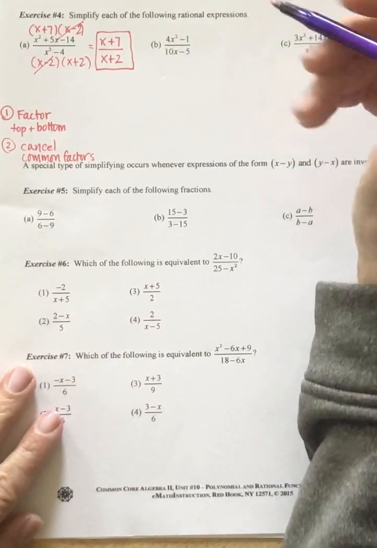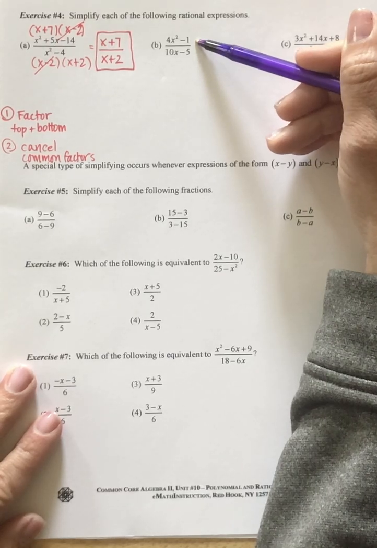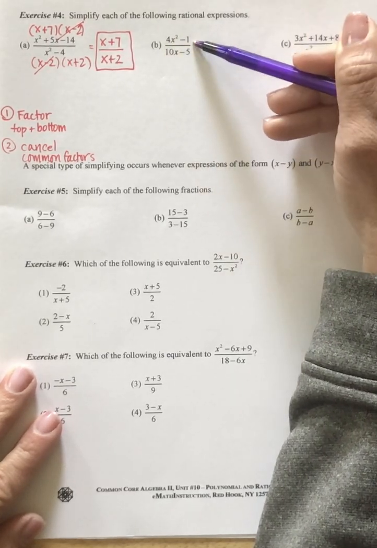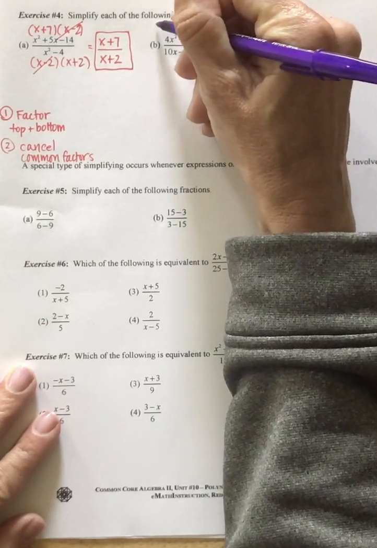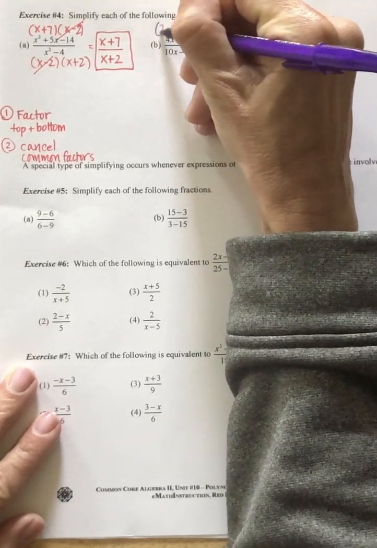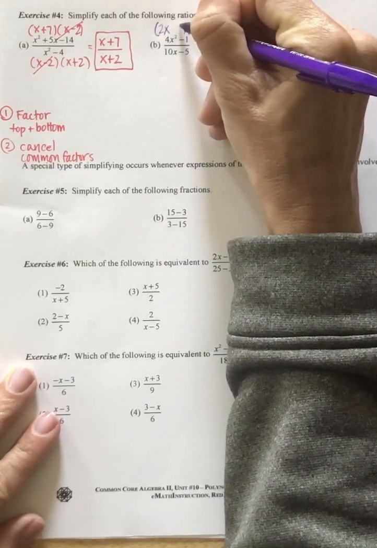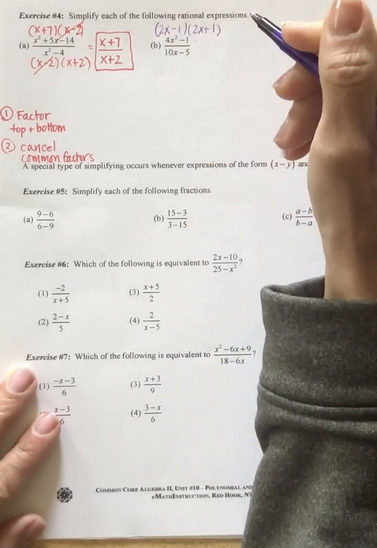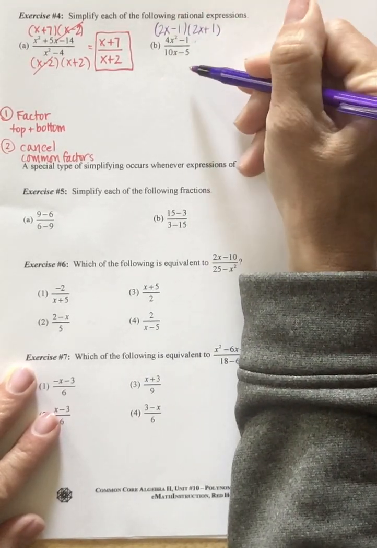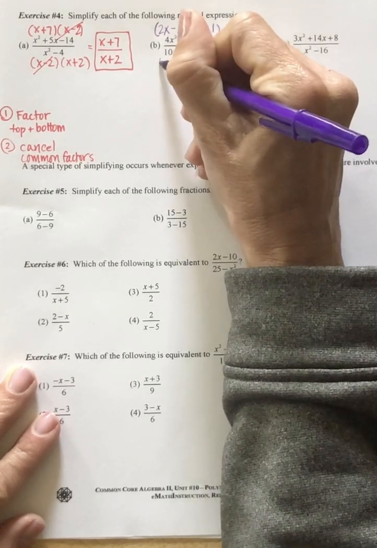All right, letter B. We're going to look at that. Letter B is another, the numerator is a dots problem, right? Perfect square, perfect square being subtracted. So just like the bottom in A, you square root your first term, square root your second term, 1 plus 1 minus. Remember, good times, right? On the bottom, 10x minus 5 looks like you have a GCF of 5.